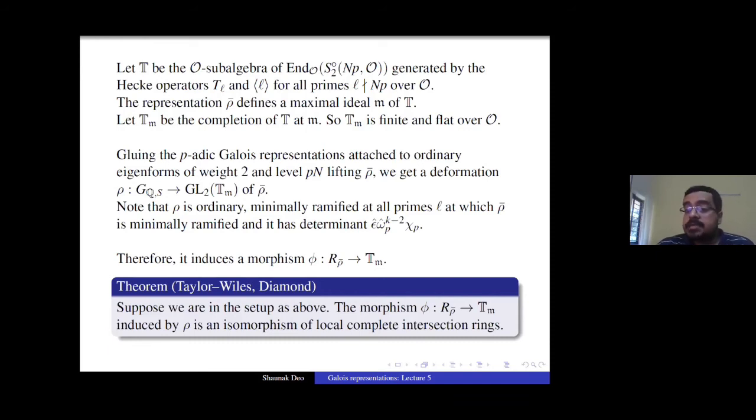Now we move on to the big R equals T theorem, because it's natural to ask: we are putting some conditions on deformation rings and we are getting some Hecke algebra. So what if we don't put any conditions on deformation rings? Just take the usual universal deformation ring of rho bar and ask if there is a Hecke algebra which compares to that, and the answer is yes. That's what we are going to see next.